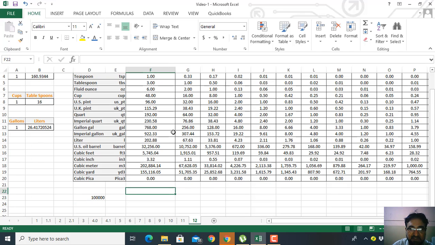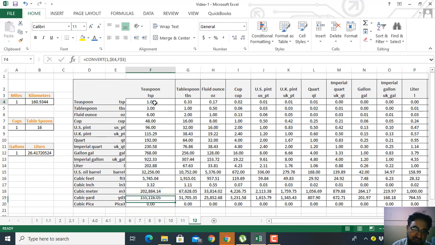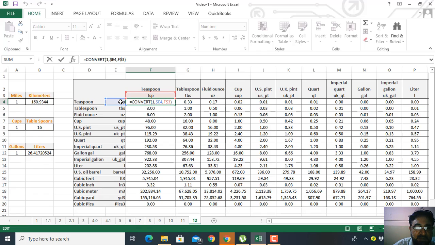Now look at this. This chart is talking about the teaspoon. For example, this teaspoon and this teaspoon equal to 1. It says convert 1 teaspoon to teaspoon. How many teaspoons will it make? It will make 1 teaspoon. Now what does this second row say? Convert 1 tablespoon to teaspoon. How many teaspoons will it make? 3 teaspoons. The same way ounce. To convert 1 ounce to teaspoon, it makes 6.